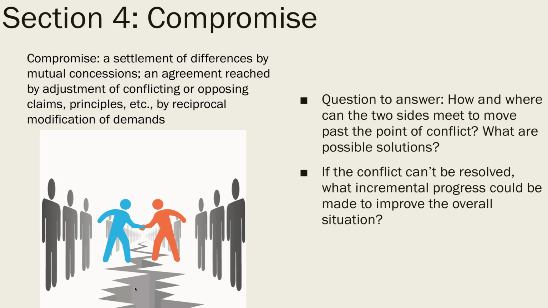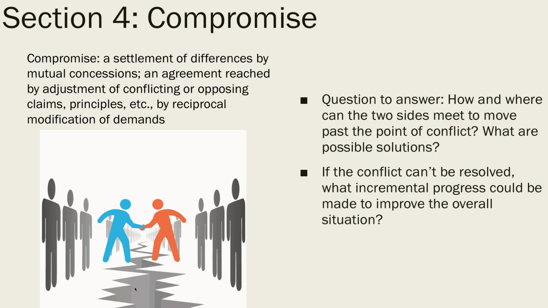So the final section is compromise. Compromise is a settlement of differences by mutual concession, an agreement reached by adjustment of conflicting or opposing claims, principles, etc. So the questions to answer in this compromise section: how and where can these two sides meet to move past the point of conflict? What are the possible solutions?